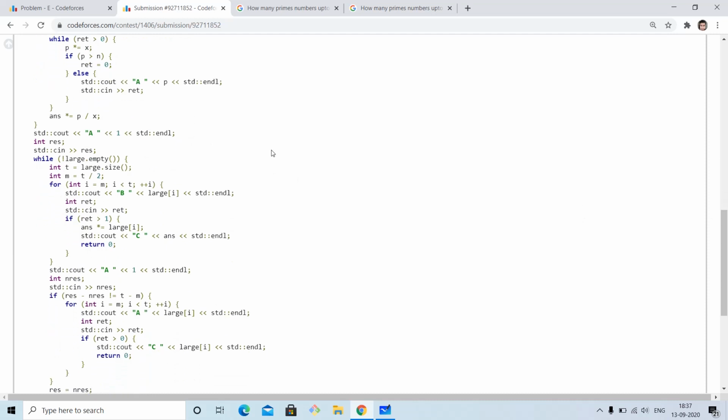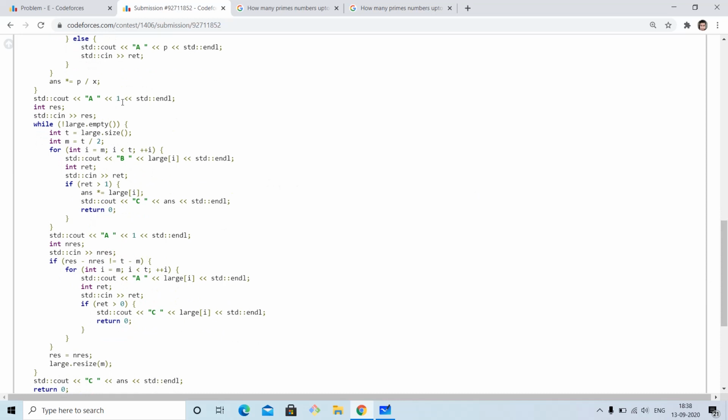After that, we are left with the large prime numbers. First of all, we will do this query A1, which will tell us how many numbers are there in the set, because multiples of 1 are all numbers, so it will give us the number of elements in the set. So while the large prime vector is not empty, we have a size and we have this middle element. From the middle element we will go to the right, and then we will process a B query, which will be 1 or greater than 1. If it is greater than 1, that means the large prime is also in the prime factorization of x. Then we'll multiply this and output the result.